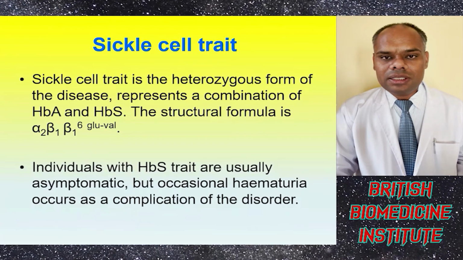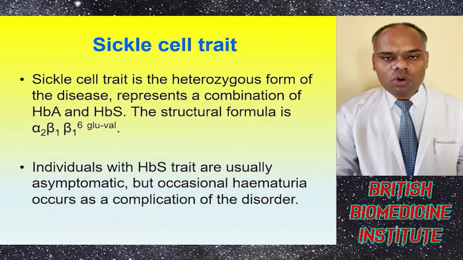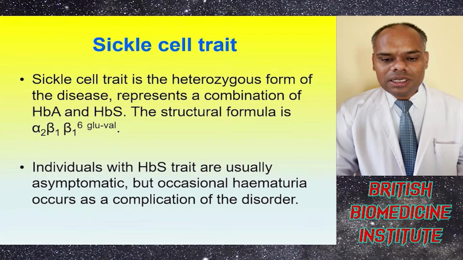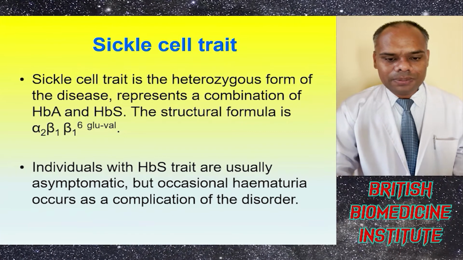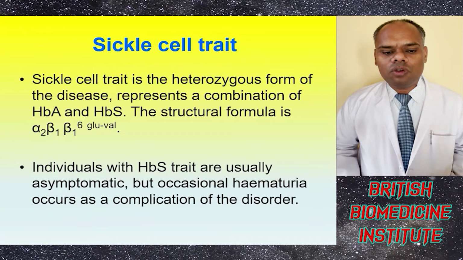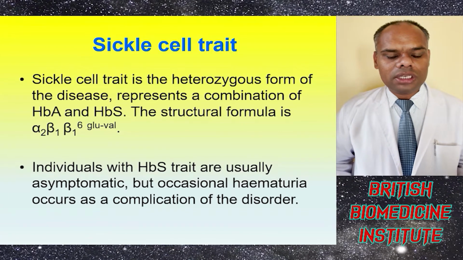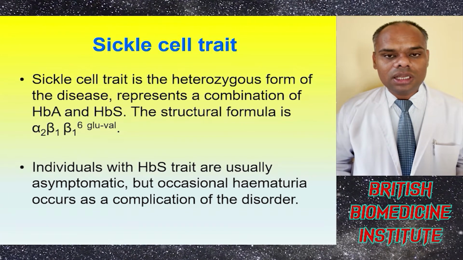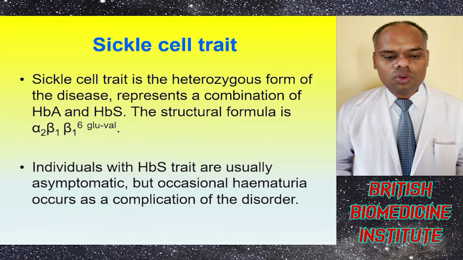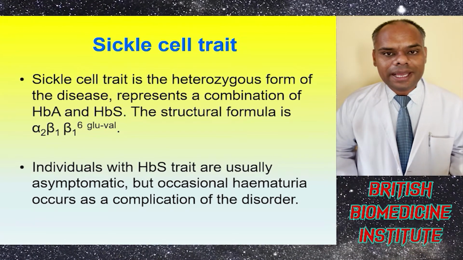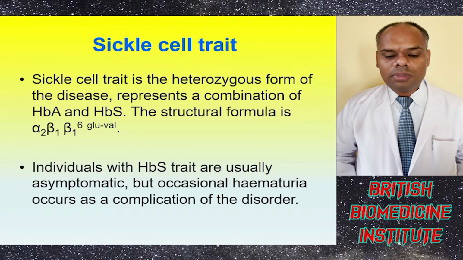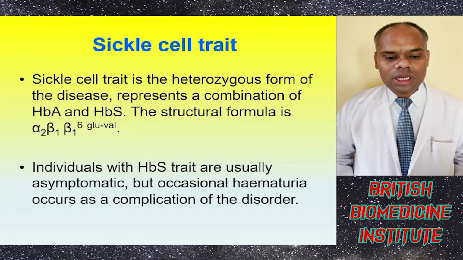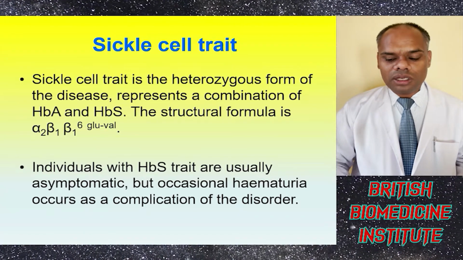Sickle cell trait. Sickle cell trait is basically a heterozygous form of the disease which is represented as a combination of HbA and HbS. The structural formula is alpha 2, beta 1, beta 6, and 6 glutamine to valine. An individual with HbS trait is usually asymptomatic, but occasional hematuria occurs as a complication of the disorder.